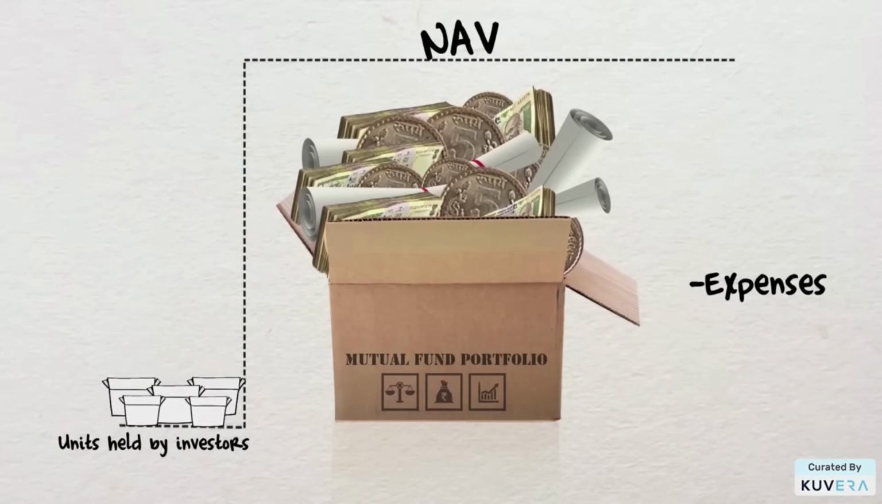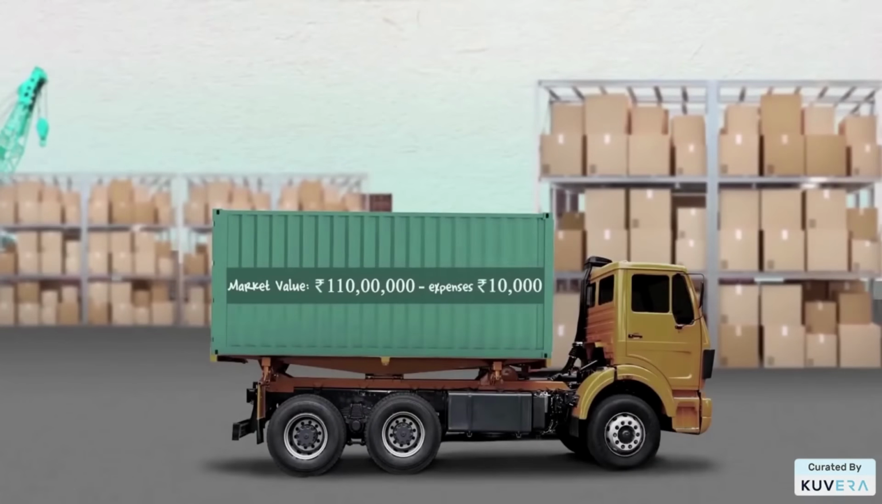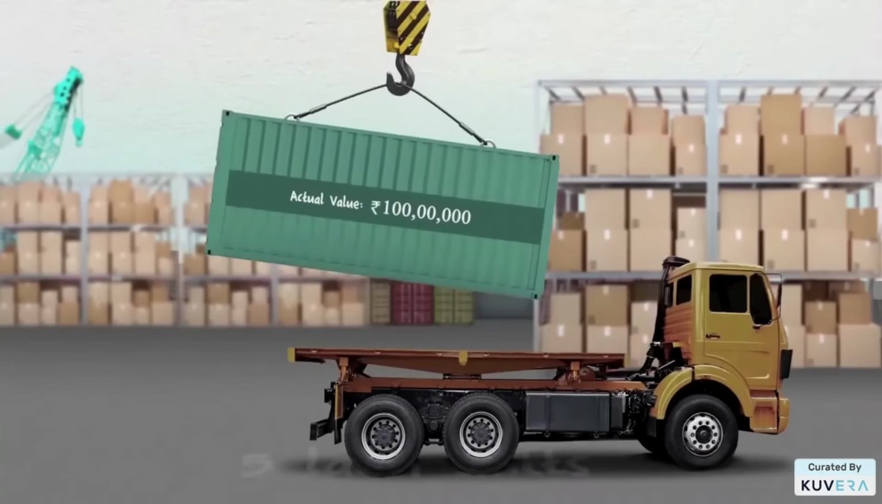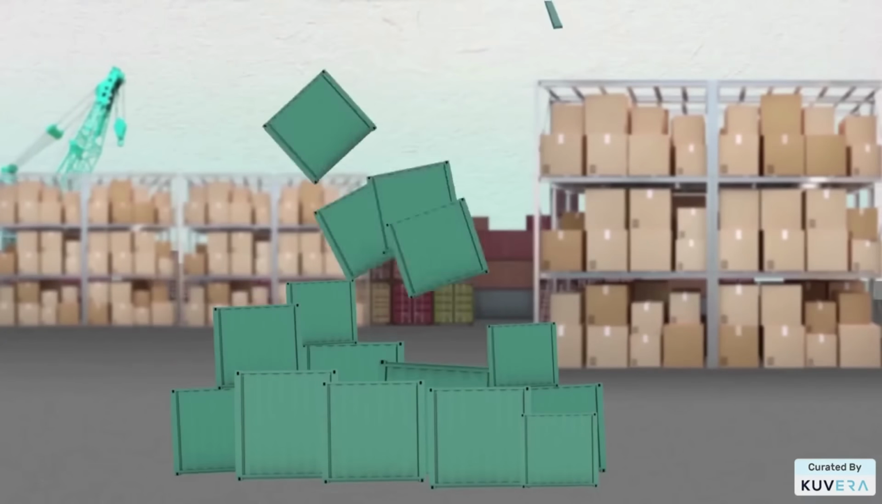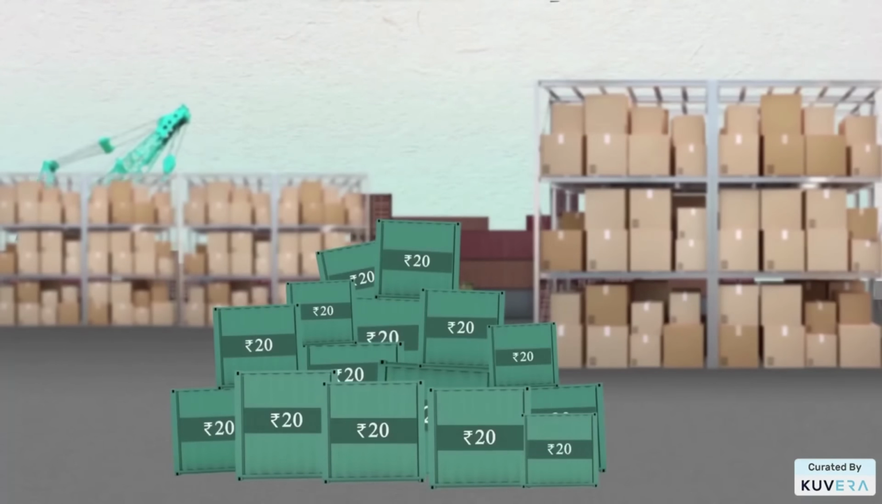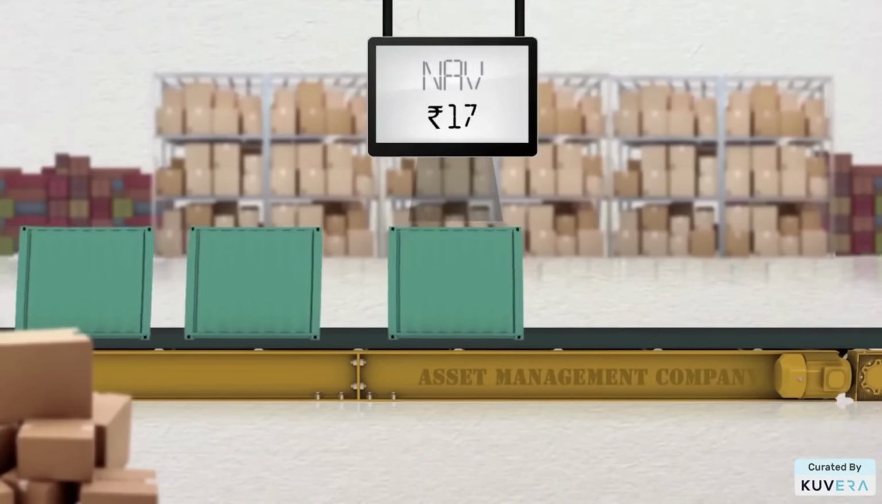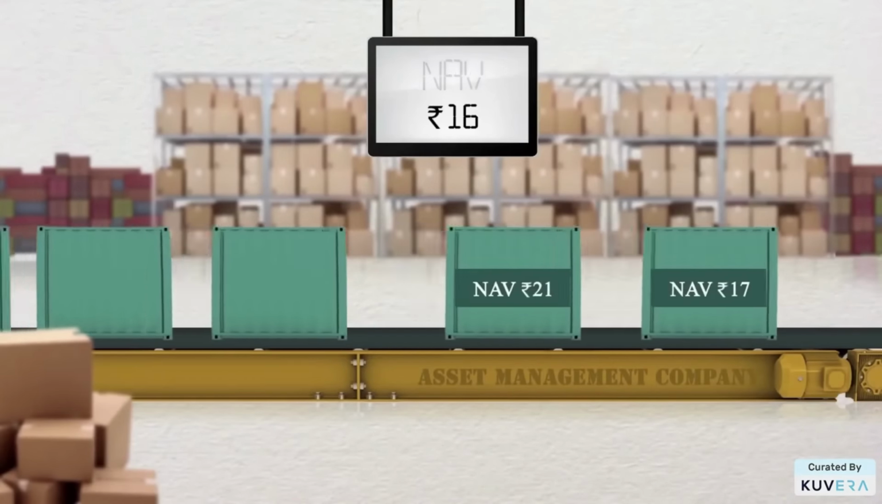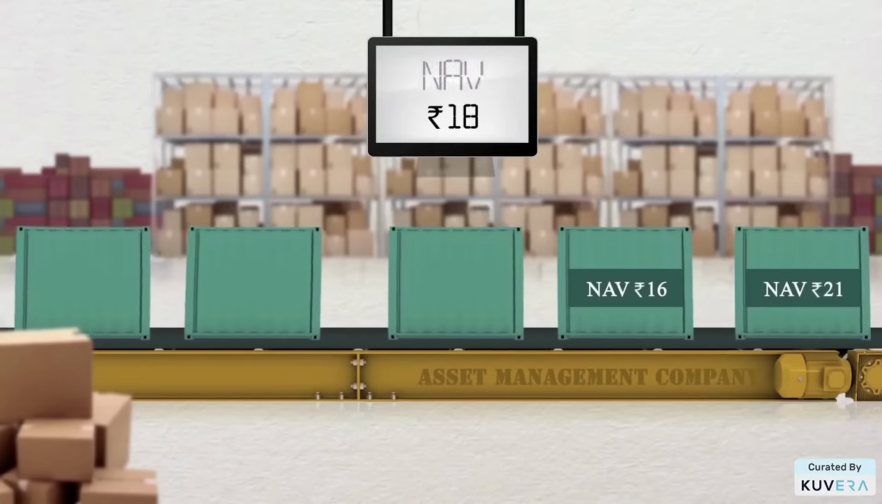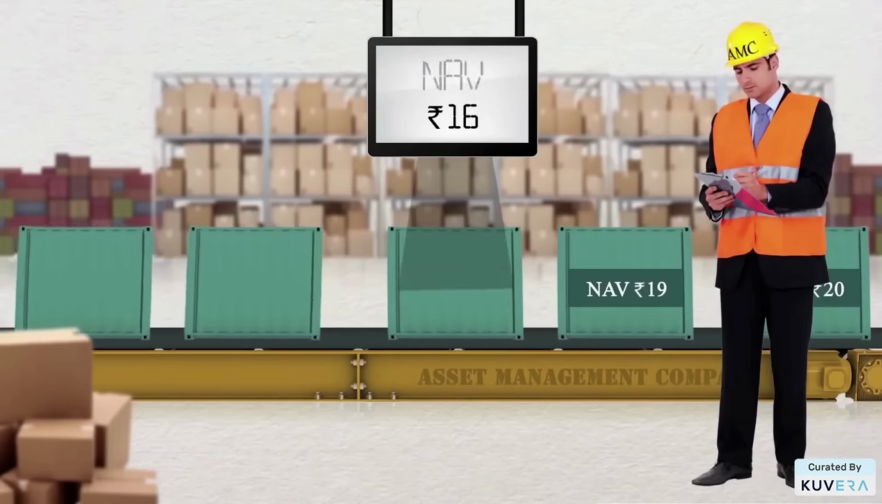by all the investors. So say the market value of all the assets of the scheme after deducting expenses is rupees 100 lakh and the scheme has issued 5 lakh units to investors. Then the NAV per unit of the fund is rupees 20. The market value of these assets may change every day, which is reflected by the fluctuations in the NAV per unit. And the asset management company will be required to disclose this NAV on a regular basis.